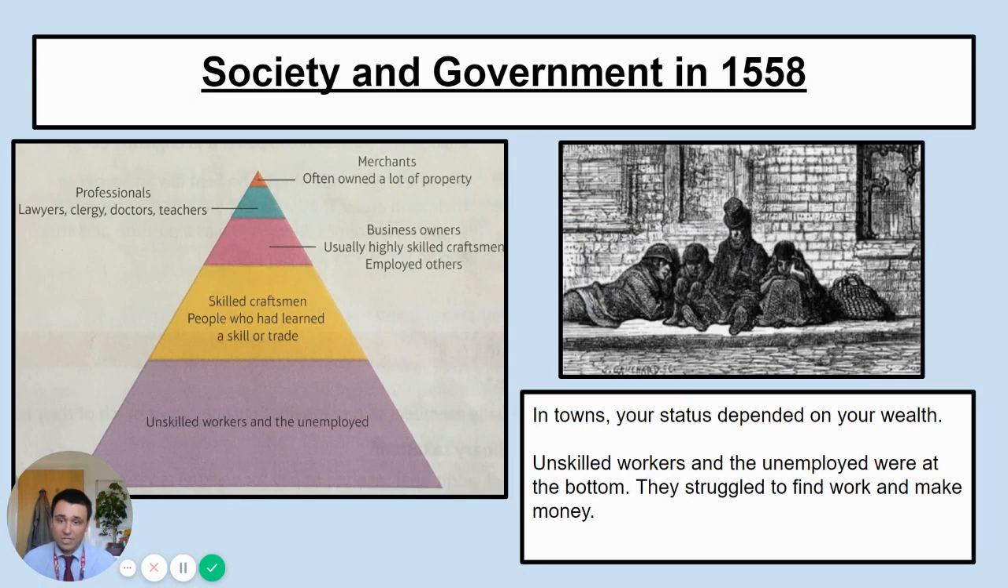And then again at the bottom, and a lot of people we can see here fell into this category, people without a skill, people without a job. They're at the bottom, and they were just people who struggle to find work and to make money. And again, these are people, like vagrants, you don't really want them in your town if they're not contributing. So the laws could be quite harsh to them.